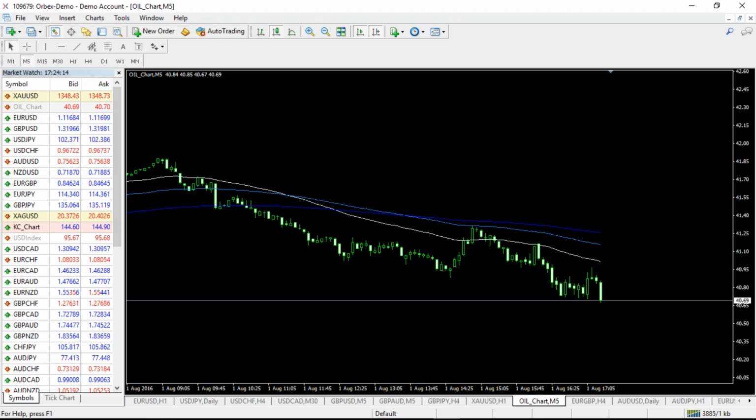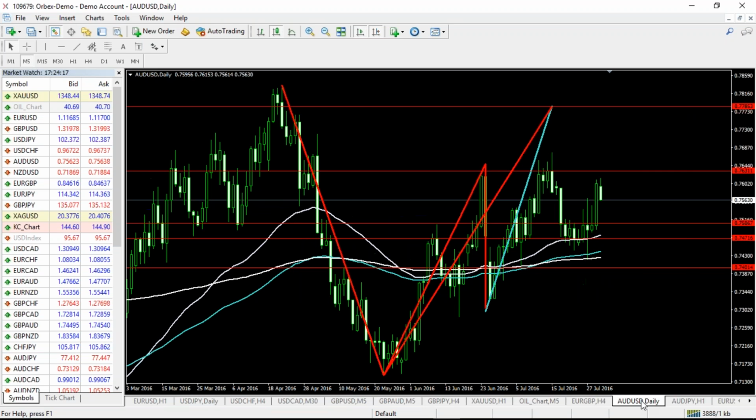Okay, and what else should we look at? Well, let's look into AUD USD first before we go on to the AUD JPY. We have signs of that W pattern, you know, sort of reversing as well.